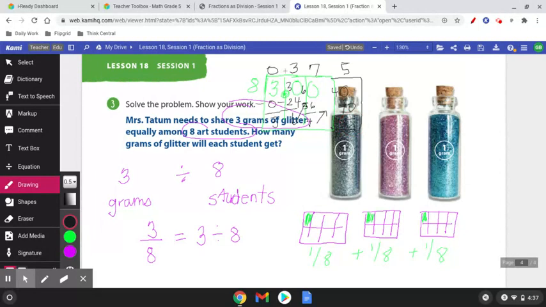Okay, and it's kind of a weird looking decimal, but 375 thousandths is the same thing as 3/8. They mean the same thing. It's just not a super friendly decimal.